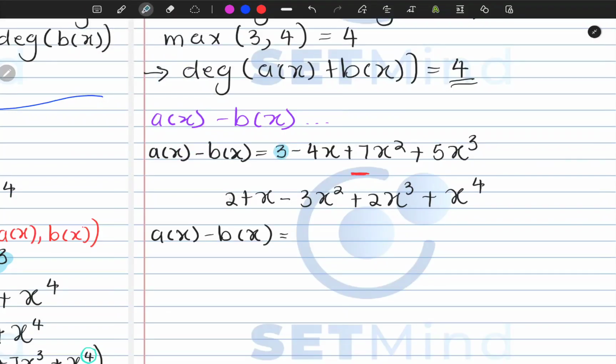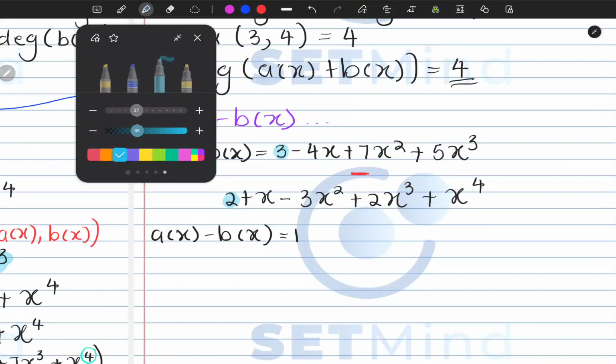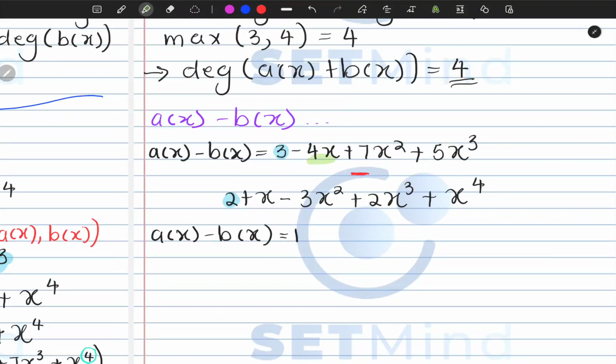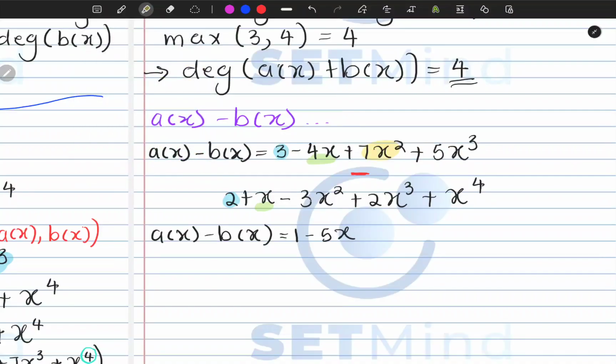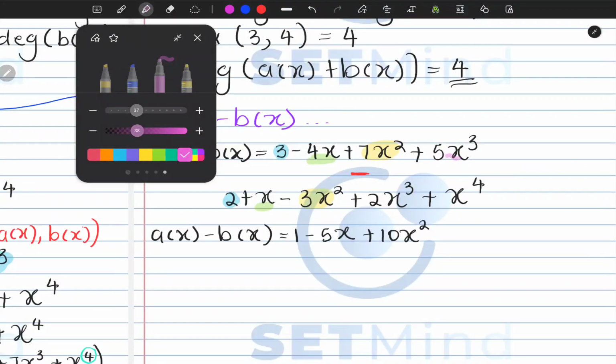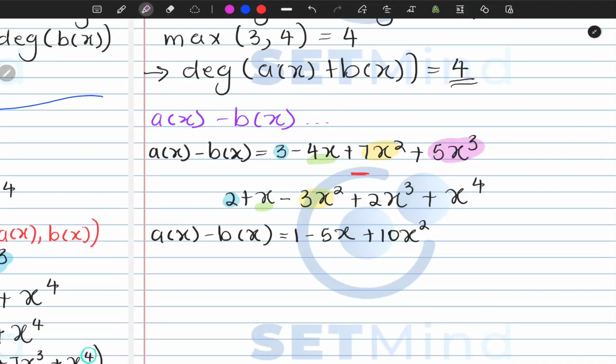So the constant terms, 3 minus 2, what we get is simply 1, and then we go to the other like terms, minus 4x minus x, which will give us minus 5x. Then we go to the next set of terms, which are alike. We have 7x squared minus minus 3x squared. If you think carefully, minus minus will be a plus, so that will be plus 10x squared. Then let's go to the next set. What we have is 5x cubed minus 2x cubed, and that will give us 3x cubed.